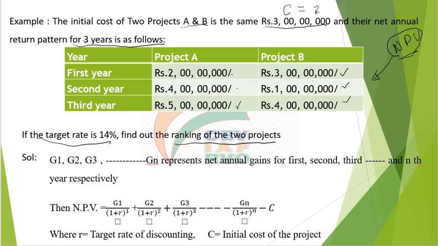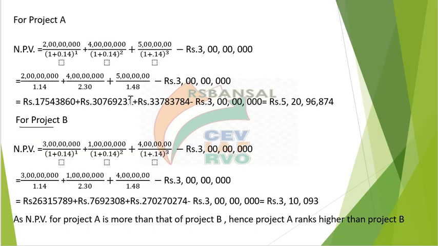And G1, G2, and so on represent the net annual returns for the first, second, third and nth years respectively, and you know the formula: net present value equals G1 over (1 plus r) raised to power 1, and so on. You know this formula, we have already discussed. So we put all the values here. First year, 2 crore divided by, target rate is 14%, 1 plus 0.14 raised to power 1.